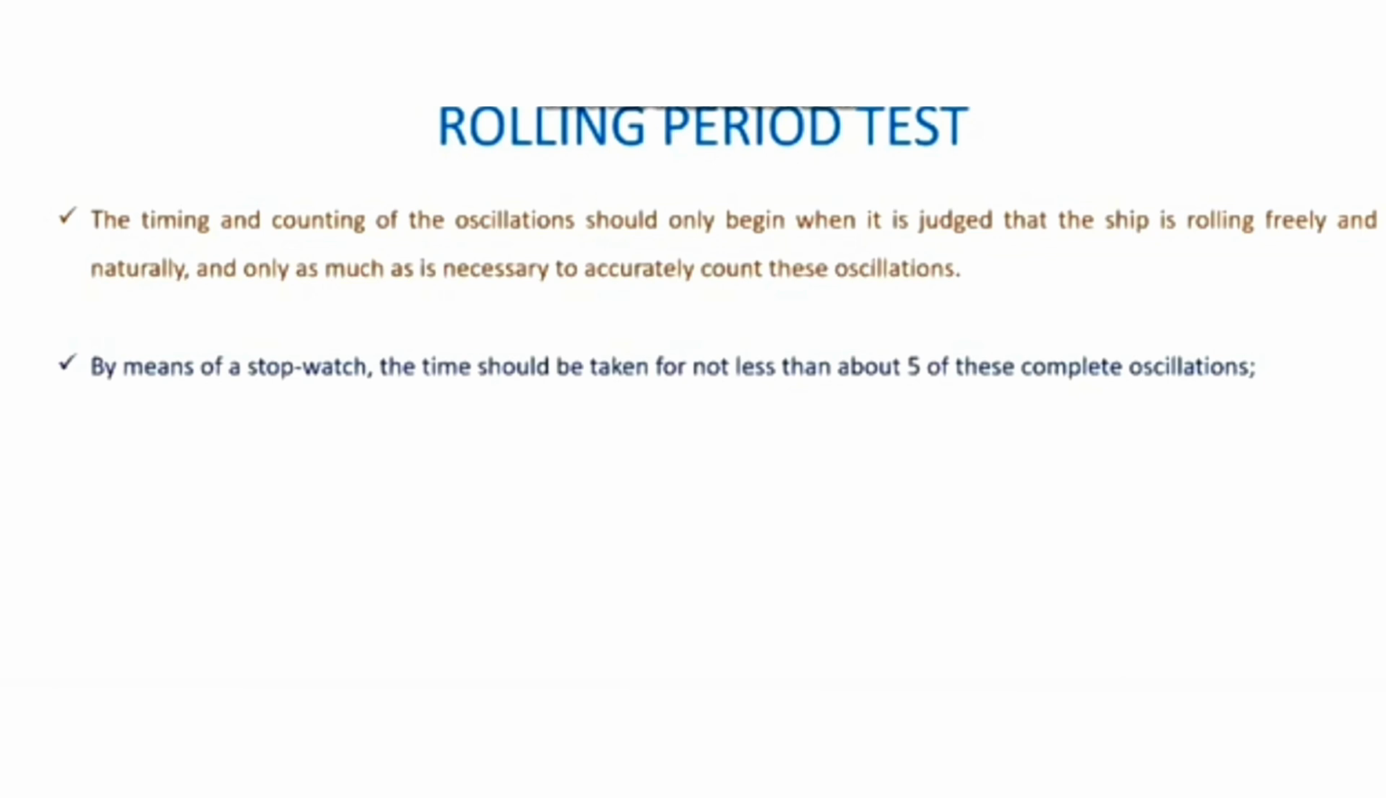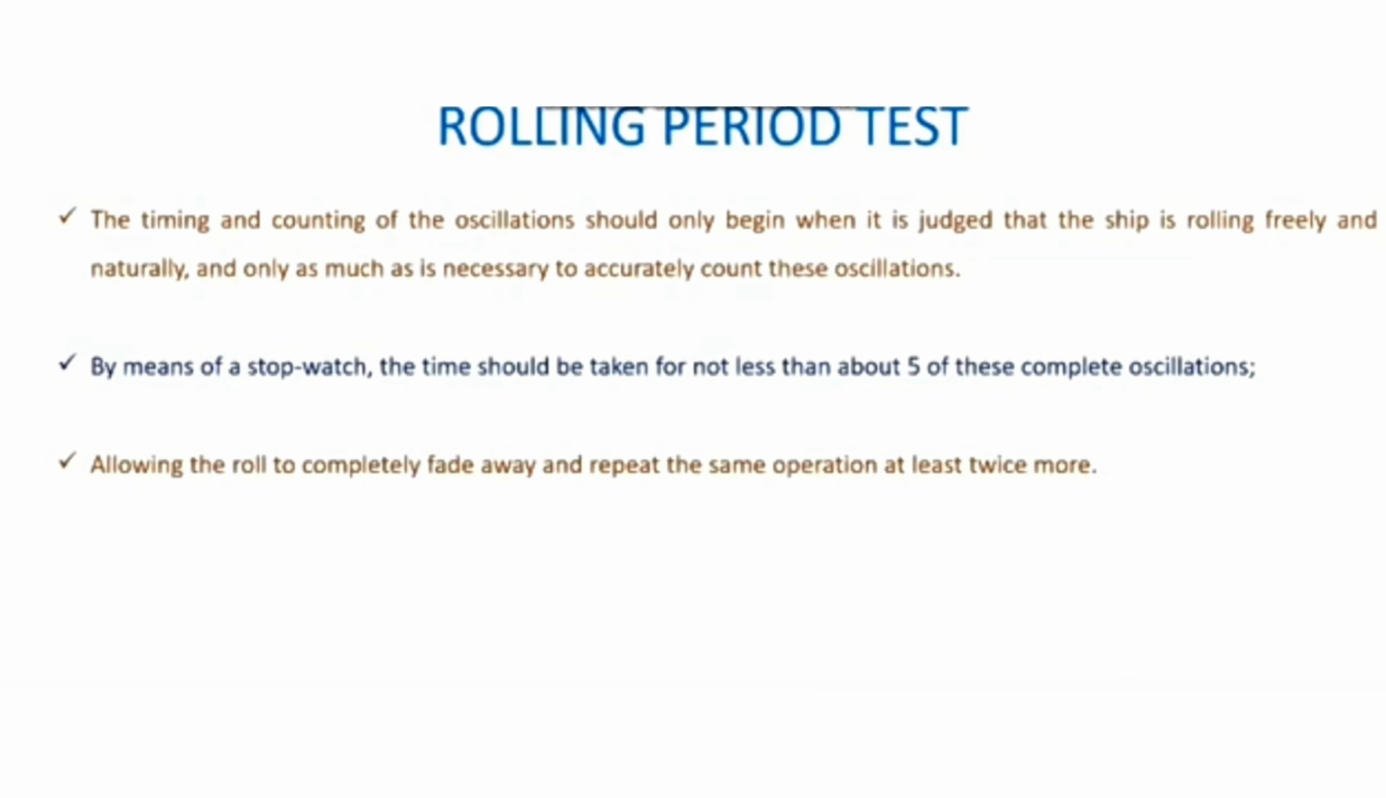By means of a stopwatch, time should be taken for not less than 5 complete oscillations. The more the number of oscillations, the better, depending on how much the ship is rolling. Allow the roll to completely fade away and repeat the same operation at least twice more. From the observed time, obtain the time period. Whatever total time you get in one observation, divide by the number of rolls and you will get the time period. If you repeat this exercise 2-3 times, you can take the average of all and figure out the best time period that you can obtain.